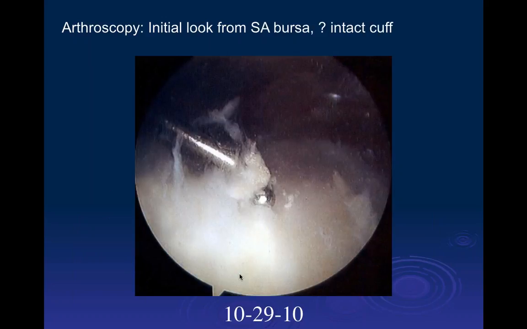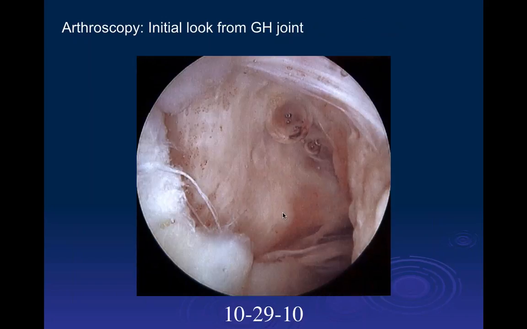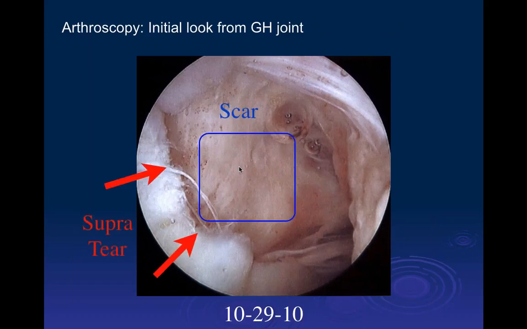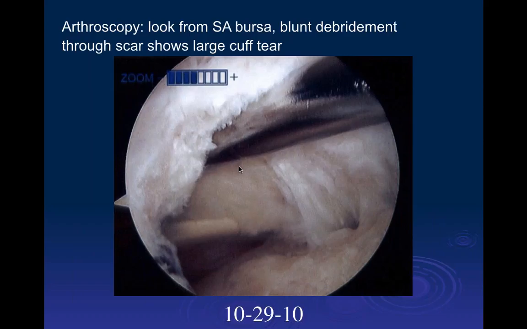If you actually look at it from the bursal side, it looked more or less like it was intact, a little bit of calcifications here. But that's because the scar tissue was almost complete going over this particular tear. But on the joint side surface, you can see where the supraspinatus tendon itself is torn and retracted. And this is all the scar in situ that was there at arthroscopy.